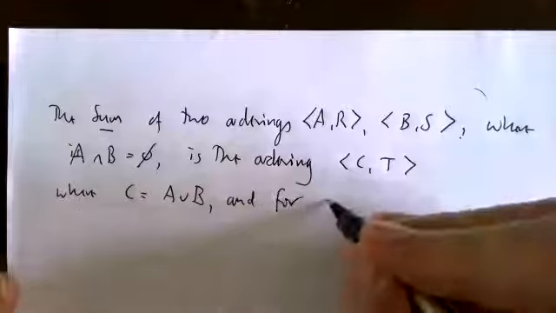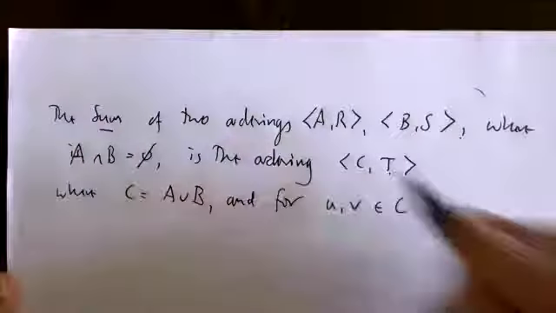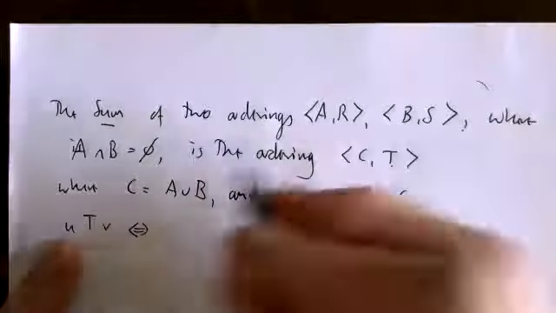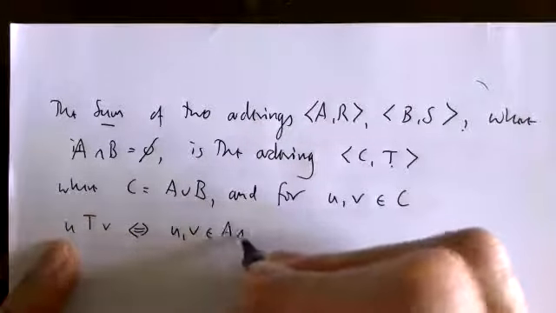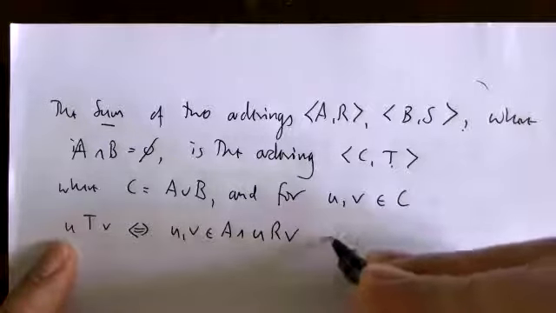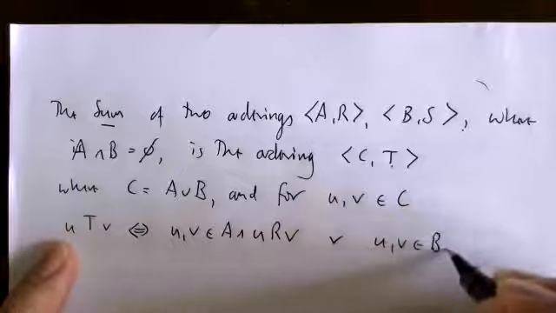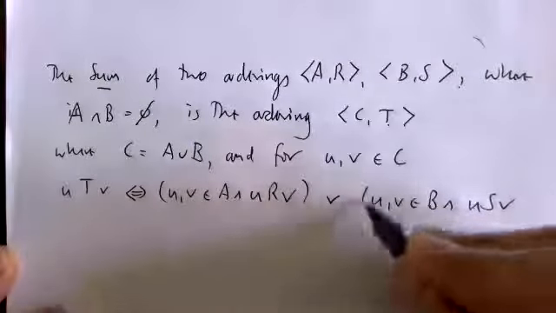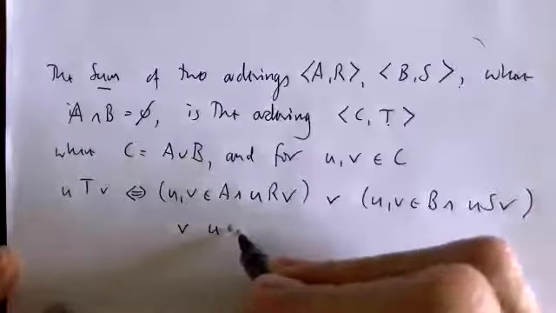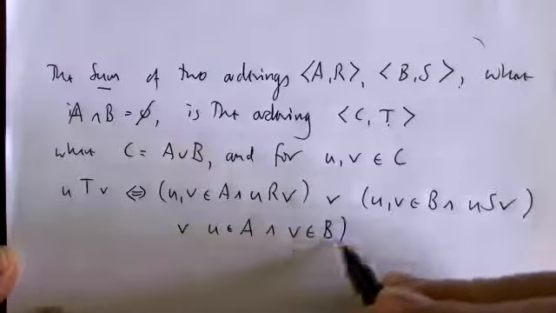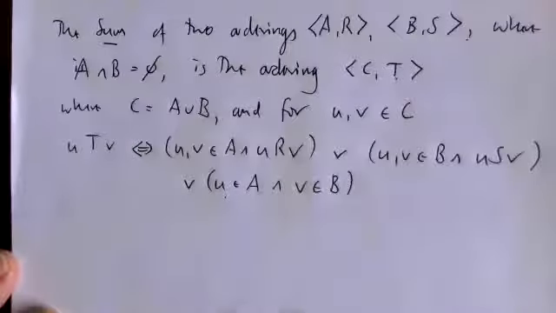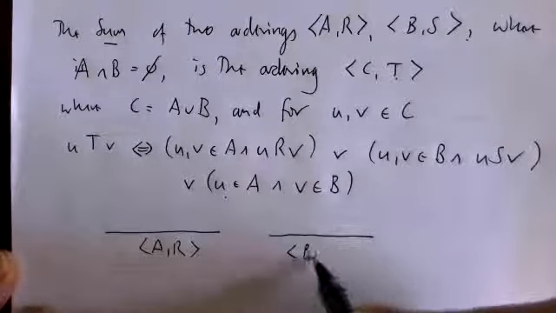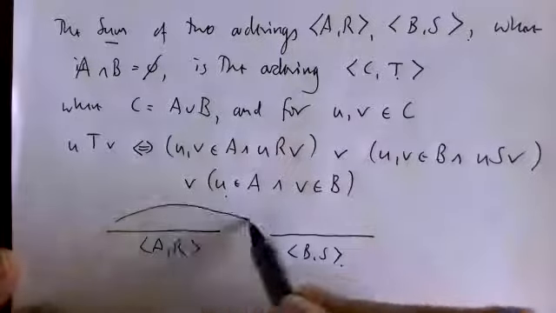And for any U and V in C, I'm going to define the ordering T as follows: U T V if and only if both U and V are in A and U comes before V in the R ordering, or U and V are in B and U comes before V in the S ordering, or U comes from A and V comes from B. So how that looks is like a copy of A followed by a copy of B. And then C is just the whole thing.